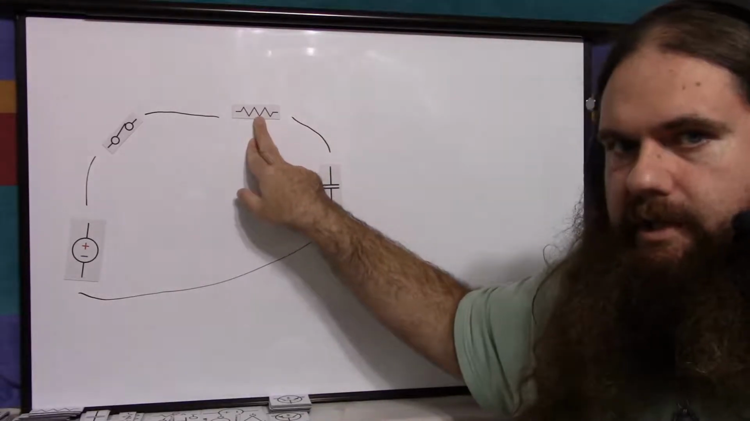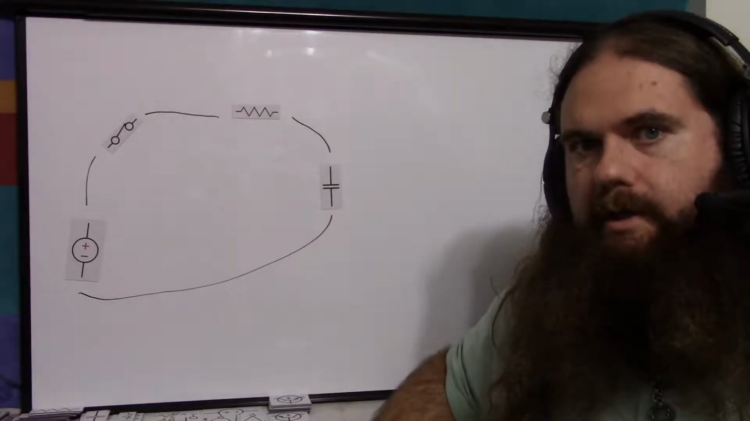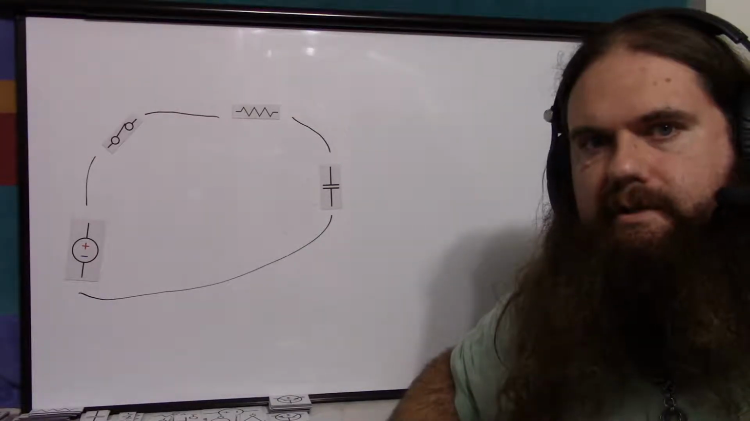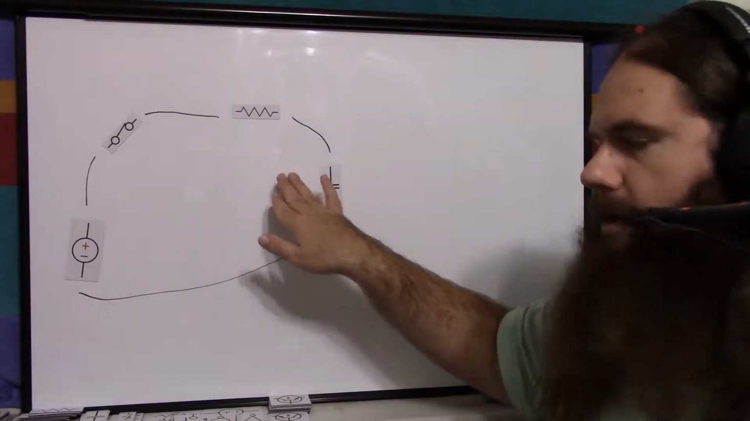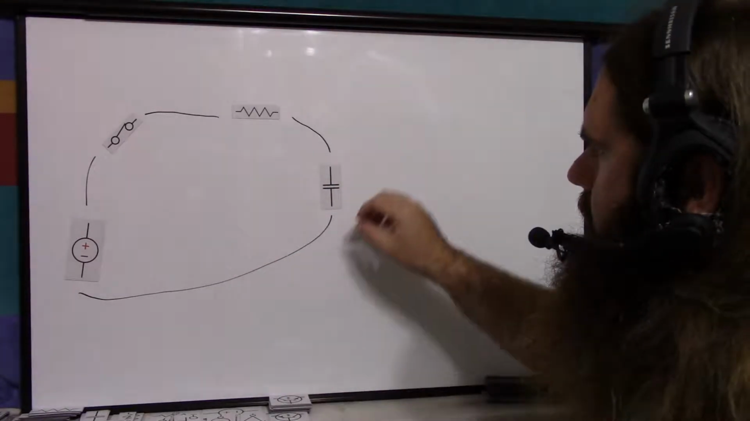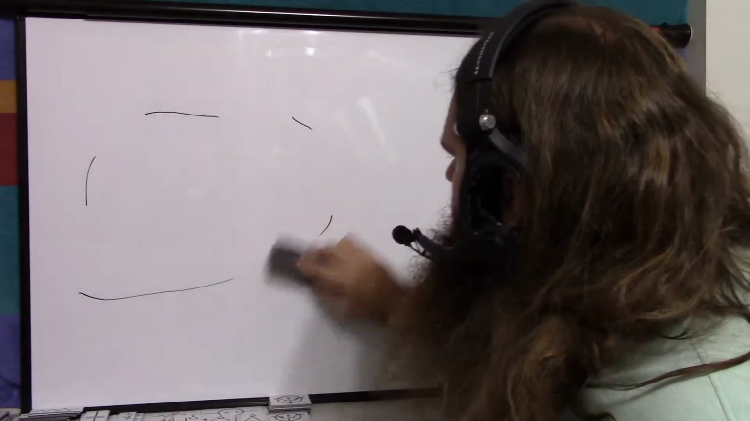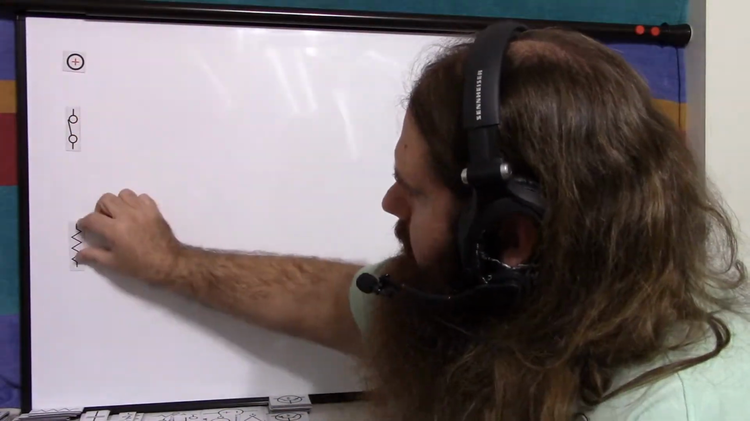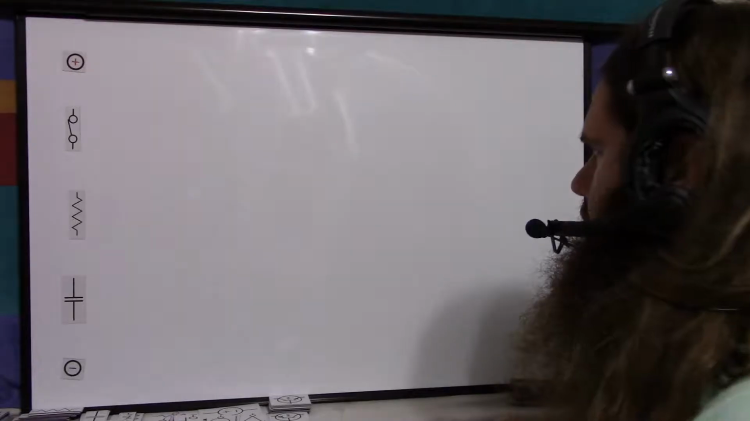So the resistor limits the current, and the capacitor limits the current, and so you get a curve based on the resistance and the capacitance. That's why it's called an RC network. It's all about the time. So let me put this over here in an easier to see way. Let's do positive, resistor, switch, capacitor, and negative. That'll be a little easier to work with.